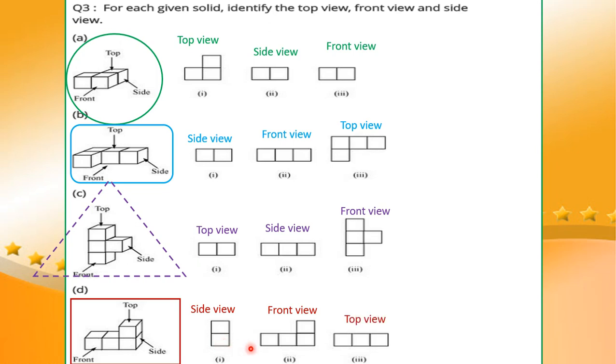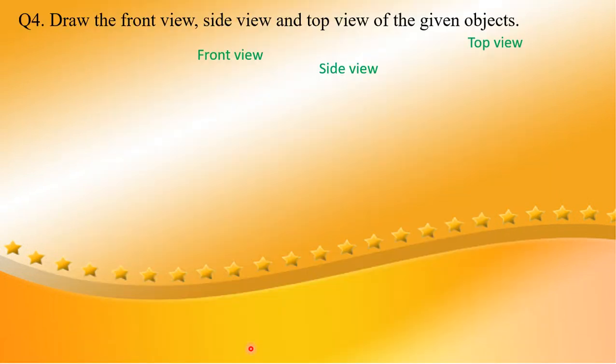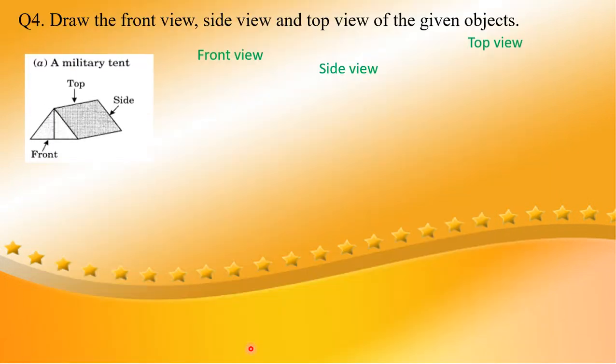Now in these questions we have to match the views, also we have identified the views, but in the next problem we will draw the views of the given object. Let us consider the tent. So when we observe the tent from the front, as in the given figure, it will look like a triangle. So this is the front view.